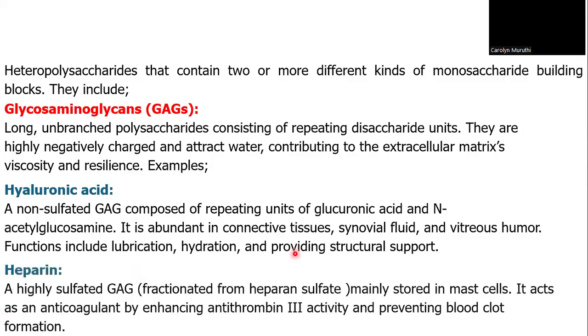Heparin, which is fractionated from heparan sulfate, is mainly stored in the mast cell. This is a type of leukocyte, and it acts as an anticoagulant by enhancing antithrombin activity and therefore prevents blood clot formation. And so it's important during blood transfusion.